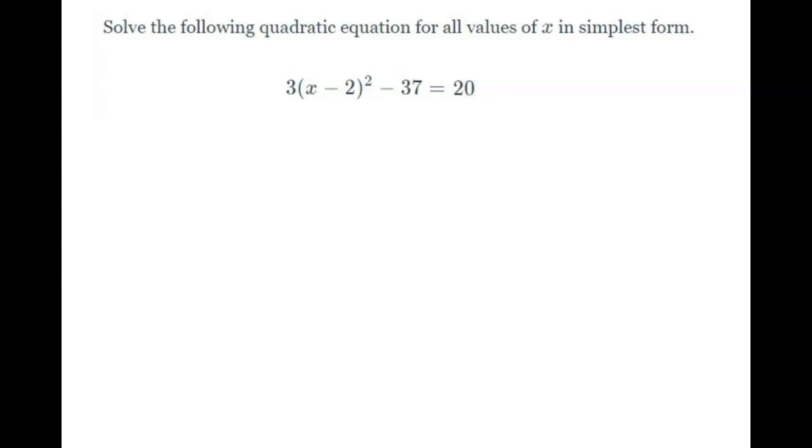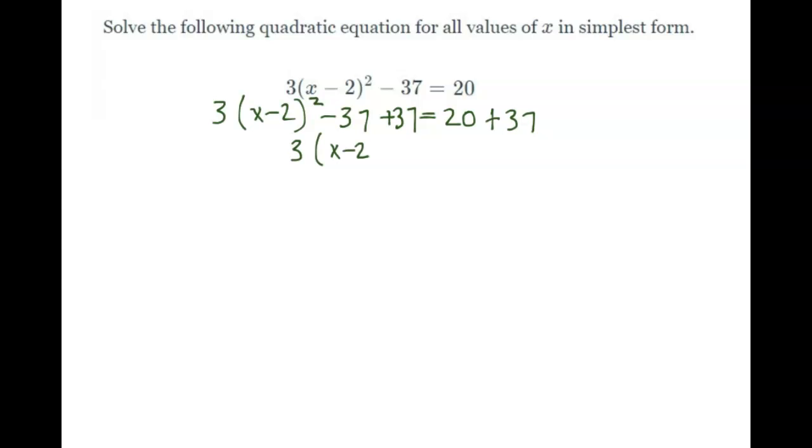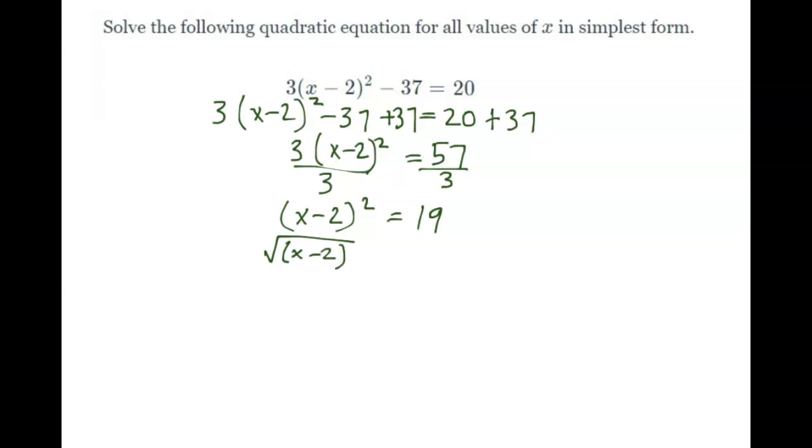But we'll just walk through this second example again in vertex form. Again, we're just going to take the steps in reverse. So to get rid of that minus 37, we're going to add 37. And then we're going to divide both sides by 3 so that we isolate the squared term all by itself. And then notice that we're going to take the square root of both sides.